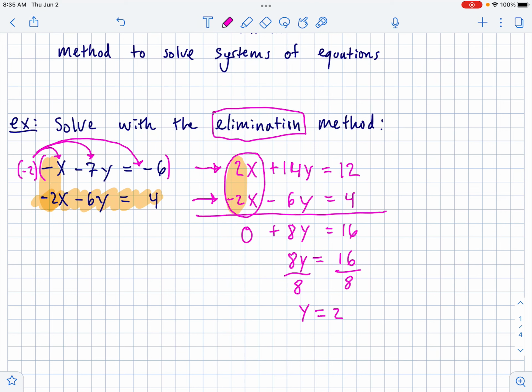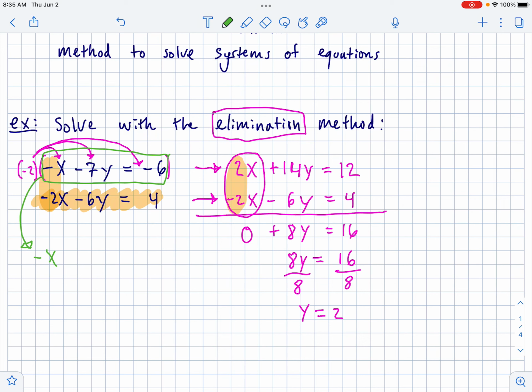Now, with any system of equations, once you get one of the variables, you're going to have to plug it back in to one of the original equations to figure out the other variable. It's really up to you about where you plug it in. I think I'm going to take the original right here and then rewrite it, but instead of y, put a 2 in its spot because we just figured out the y.